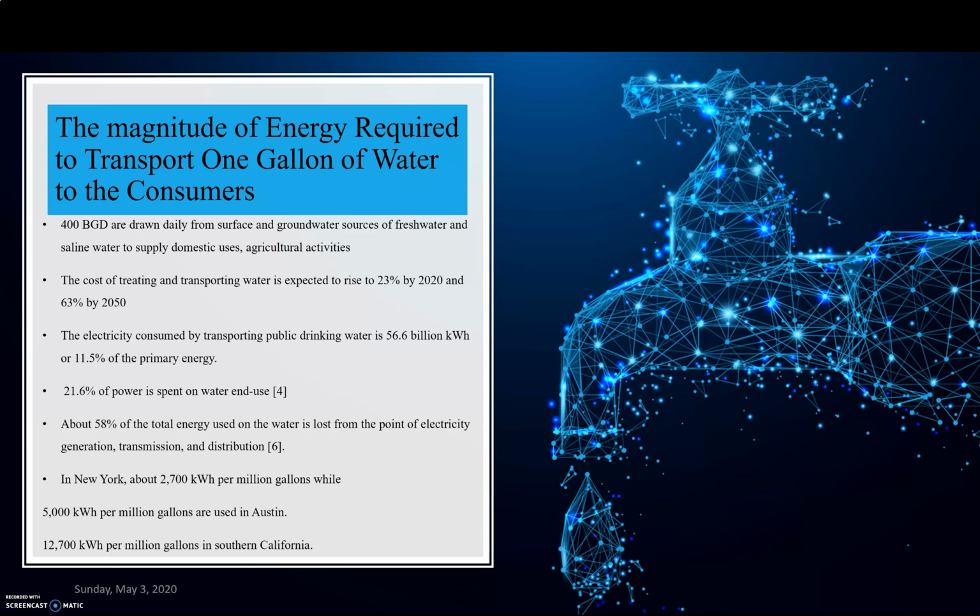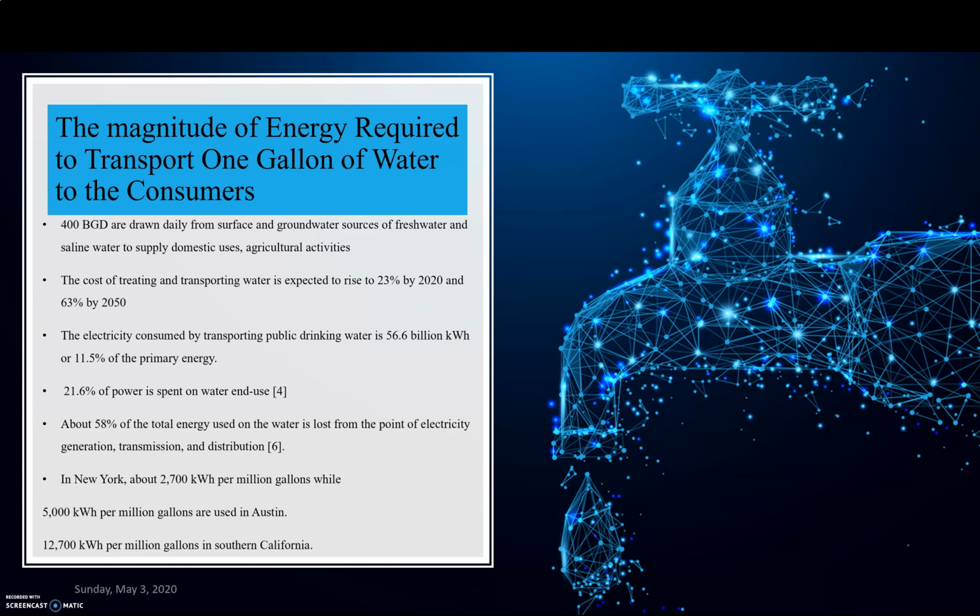21.6% of power is spent on water end use. Also, about 58% of the total energy used on water is lost from the point of electricity generation, transmission, and distribution. So it's clear that it is challenging to calculate the amount of energy required to transport 1 gallon of water to the required place. This can only be done by undertaking individual calculations of the water supplied at a particular time.